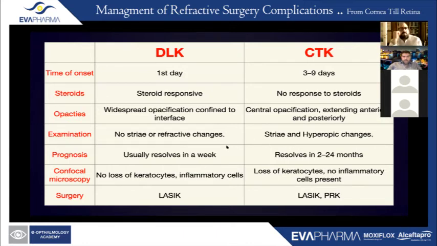What about the examination? If you look at the slit lamp, there is no striae or refractive change in DLK, but you have hyperopic shift and striae in the CTK. As for prognosis, DLK usually responds to steroids and resolves in a week, while CTK could take 2 years to have a good prognosis. Confocal microscopy shows in DLK no loss of keratocytes, while we have inflammatory cells. In CTK, there is loss of keratocytes with no inflammatory cells present. CTK could occur after PRK, although fewer reports exist, but mainly it occurs after LASIK. Of course, DLK occurs after LASIK only.